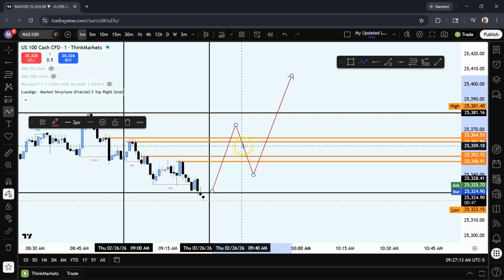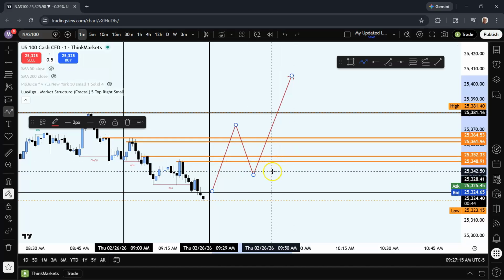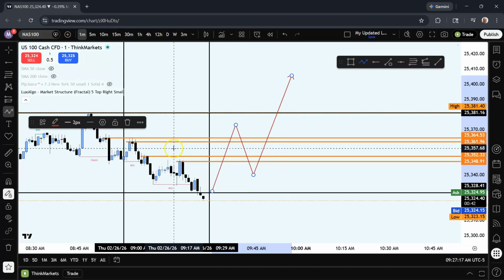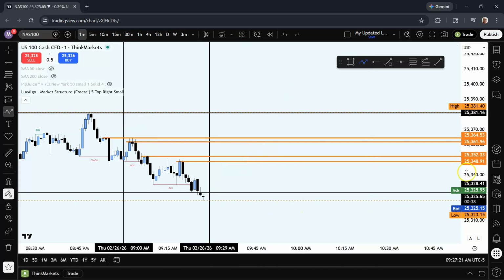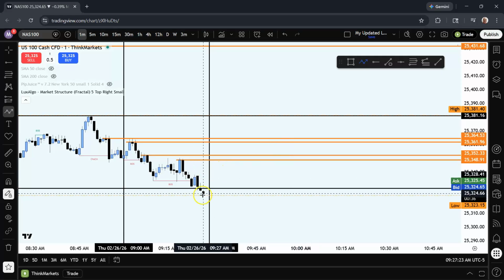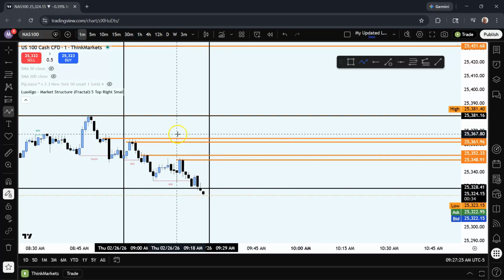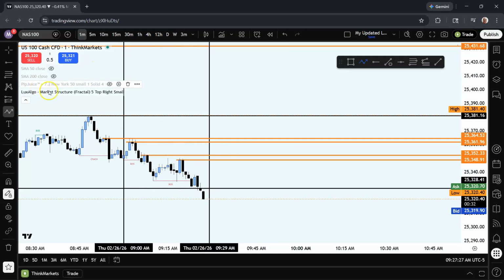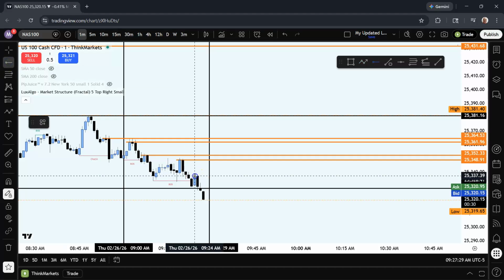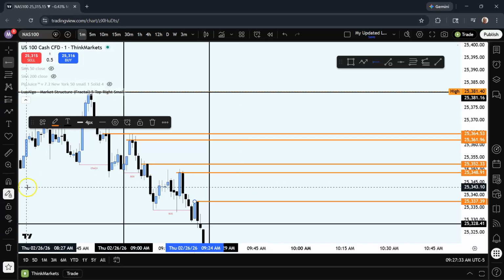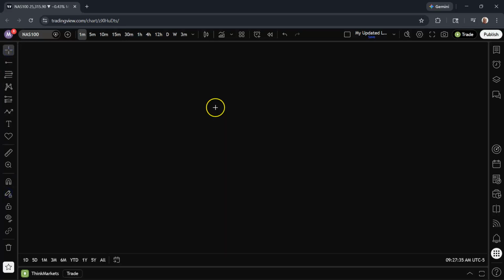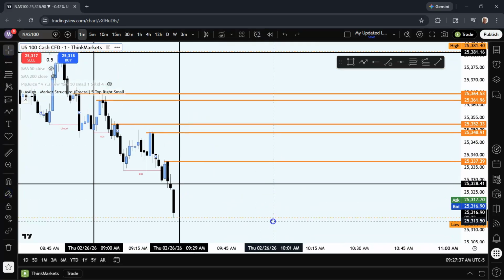That's what I would like to see, but will it show its hand? I don't know. So we'll have to wait and see. All right, so okay, so it broke this low, so I'm gonna need to put that right there. So any one of those breaks is what I'm looking for.